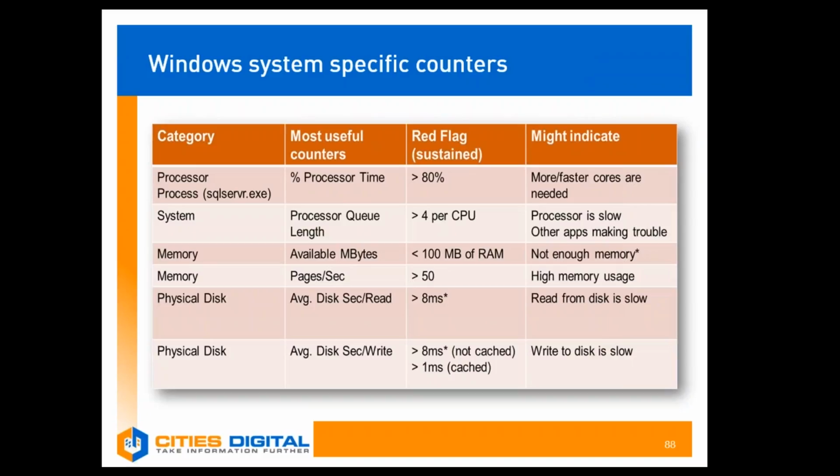Okay, so Windows system specific counters. These are Windows counters that you can use and what they might indicate. So on the processor server, SQL server.exe, you can use the counter processor time. The red flag is if it's greater than 80%, and what that might indicate is you need more or faster cores. And on down the list here.